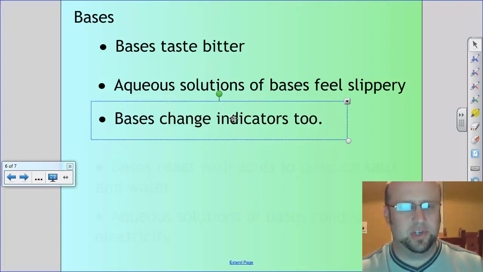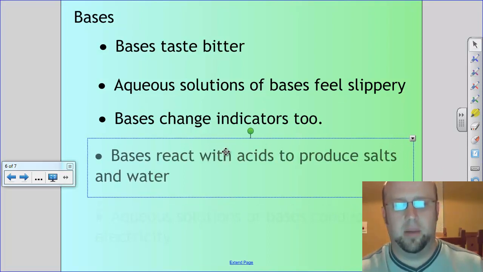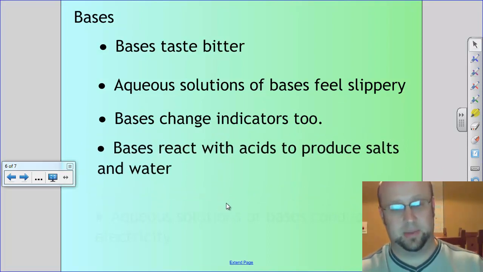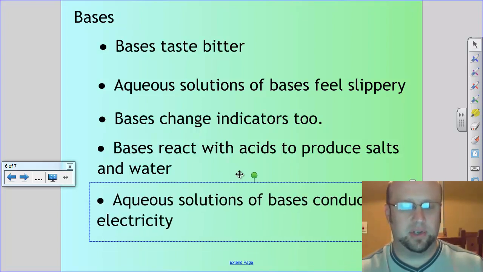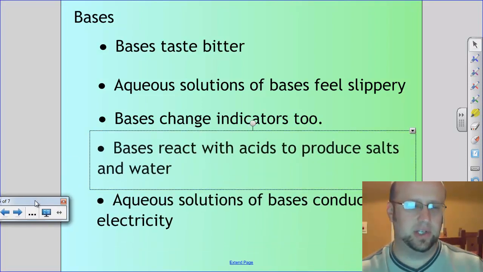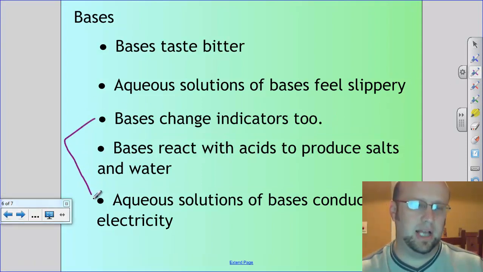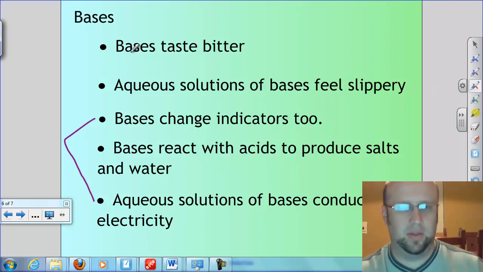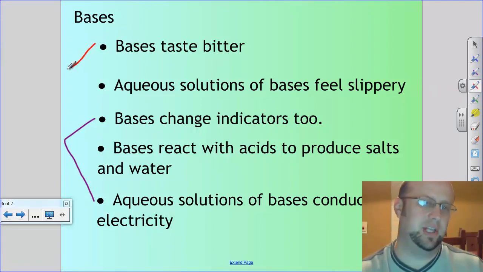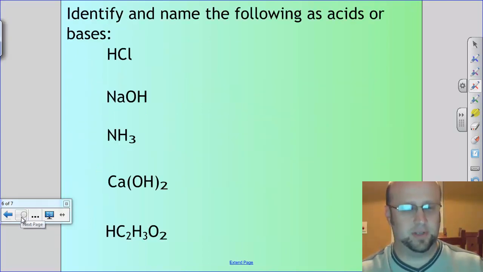Bases are going to change indicators just like acids. So in these ways they're similar. They're also going to react with acids to produce salts and water. And aqueous solutions of bases conduct electricity. So if you look at the things we've got up here, the last three are all in common with acids. Acids and bases both have those. The top two things are different. That's what's going to differentiate a base from an acid for us.